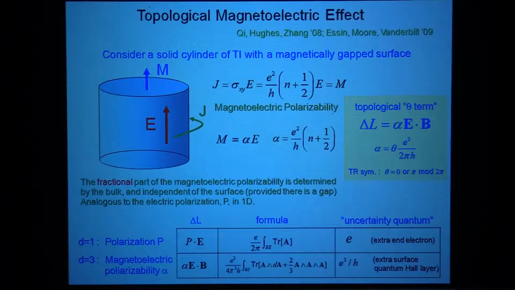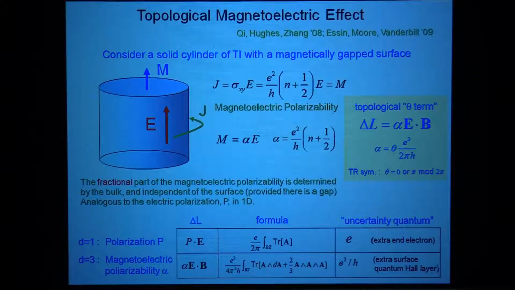Remember, in one dimension we had this quantity, the electric polarization, and it was uncertain because I could always add an electron to the end. So the fractional part of the electric polarization was meaningful, but it was only defined modulo e. And likewise, the Berry phase going around the Brillouin zone, the fractional part of that is well defined, but if I do a large gauge transformation, I can change it by an integer. So these two have the same ambiguity.